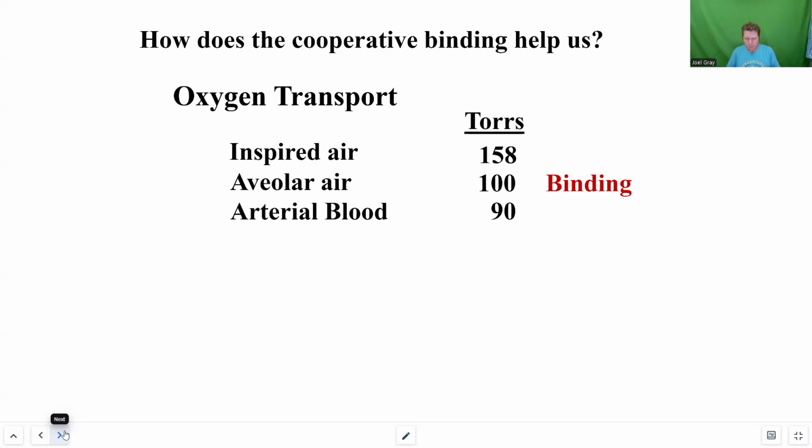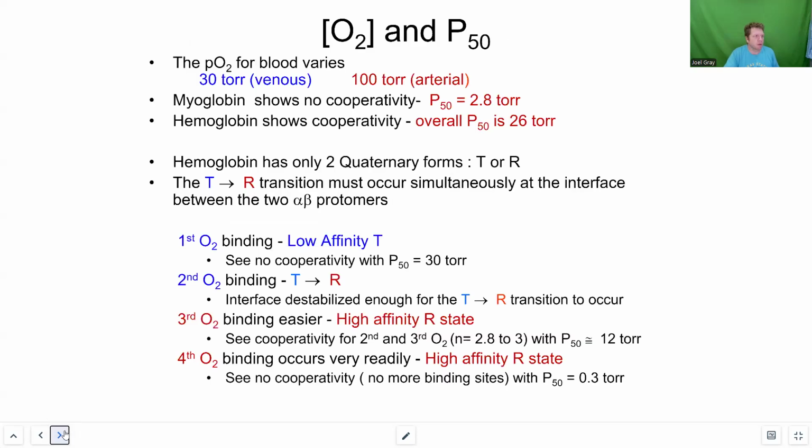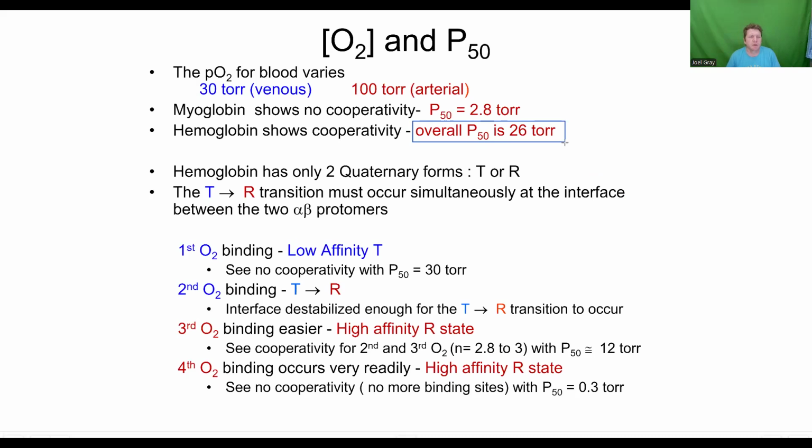Now, if we go back to the previous slide, I'm going to draw your attention to this right here. Our overall P50 for hemoglobin is about 26 torr. Okay. So, just as a little bit of a refresher, what that means is that when the oxygen concentration is 26 torr, hemoglobin is 50% saturated.